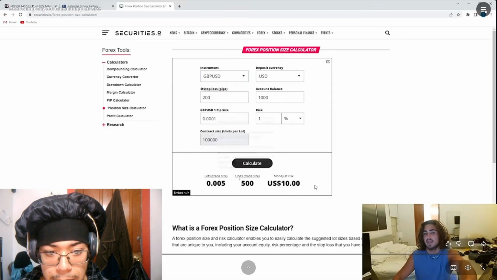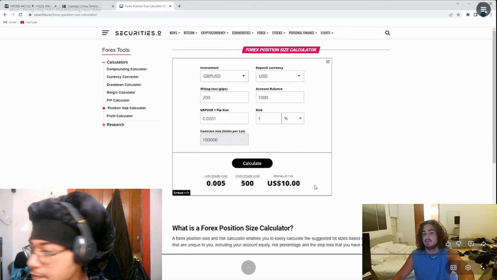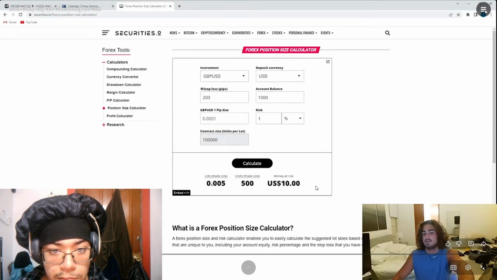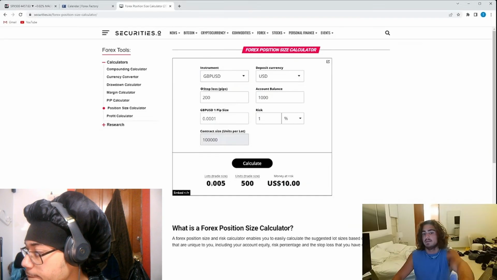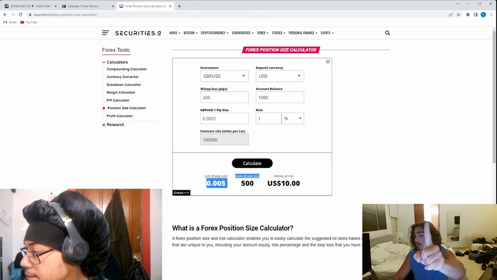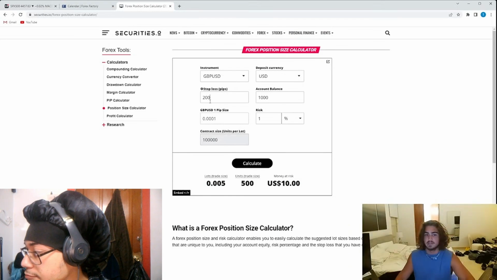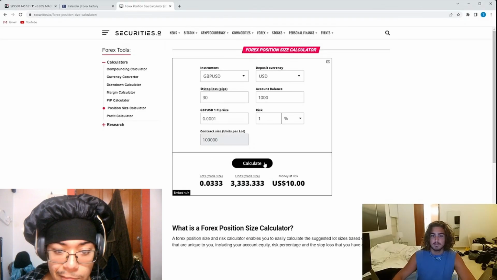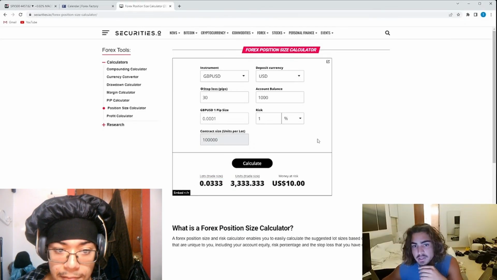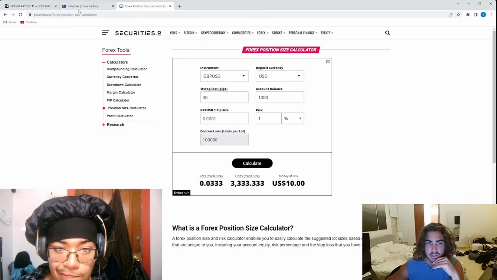Okay, so for this, we would have to do a 0.01 lot size. Oops, this said 200. 30. Boom, 0.03. Just like that. Super simple, super easy. This is how you can calculate your lot size.